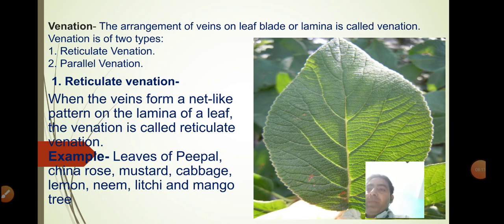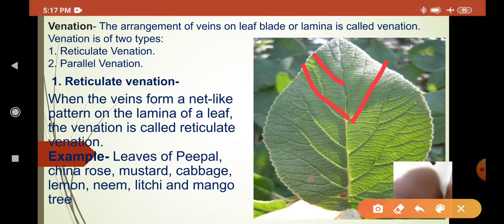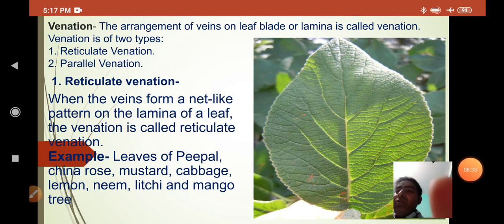When I explain parallel venation, then you will understand the difference between reticulate and parallel venation better. For example, in the peepal plant, the pattern will be like that. The pattern will be a web-like structure, they are not parallel. So this is called reticulate venation. As I said, it is found in the leaves of peepal, China rose, mustard leaf, cabbage leaf, lemon leaf, neem, lychee and mango trees.